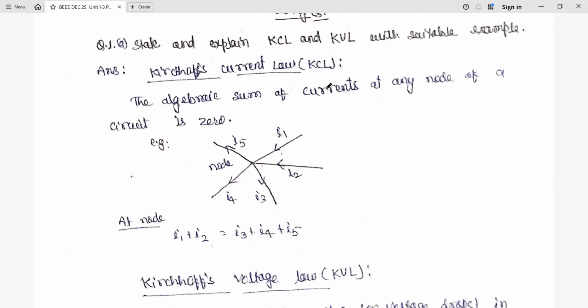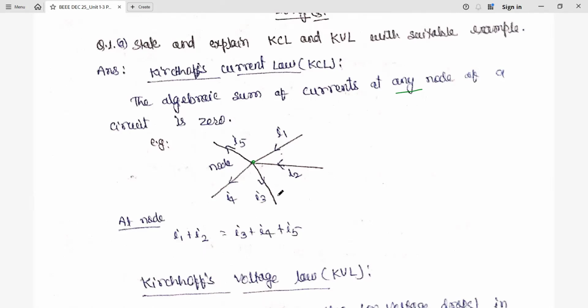The long question is: state and explain KCL and KVL with suitable examples. So KCL is Kirchhoff's Current Law. It says that the sum of all incoming currents is equal to the sum of outgoing currents at any particular node, or we can say that the algebraic sum of the currents at any node is equal to 0.